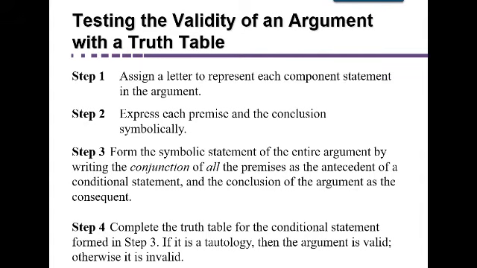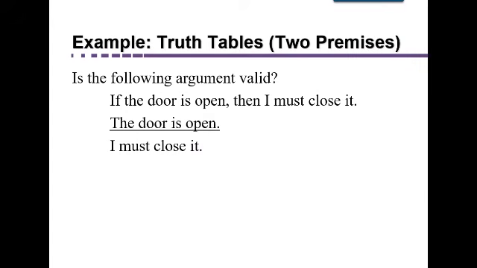So it's actually a big, giant if-then statement. Then you're going to create a truth table for the big, giant if-then statement. And if it's a tautology, if it's always true, then you know it was a valid argument. And otherwise, it's invalid. So let's go ahead and, if you didn't follow that, I'll come back and go over those steps again once you've seen an example of it.